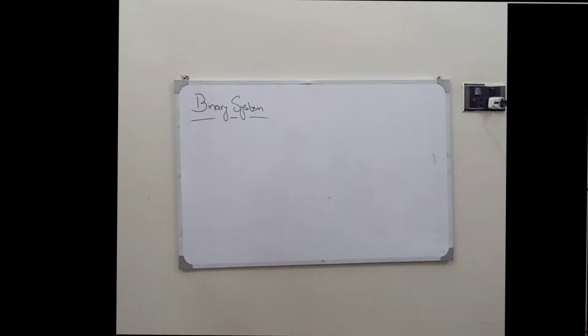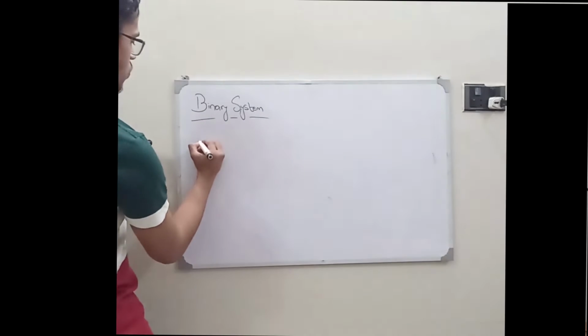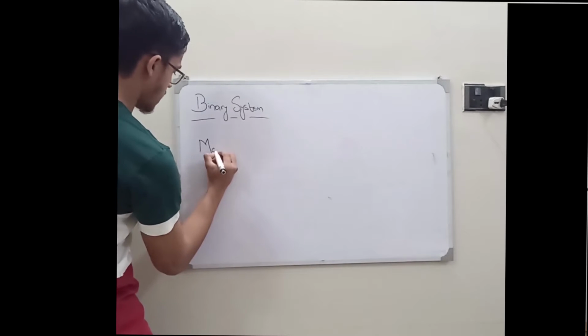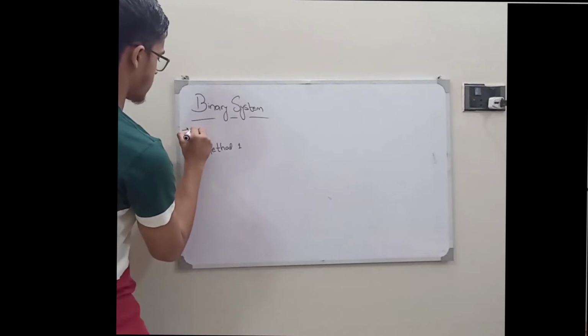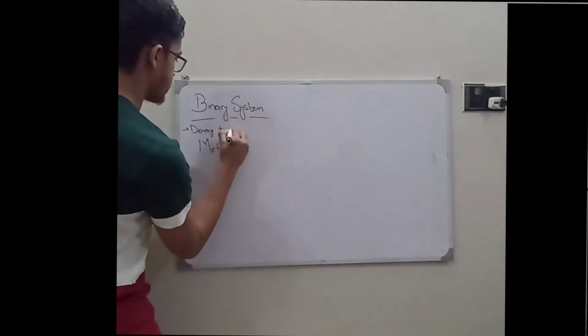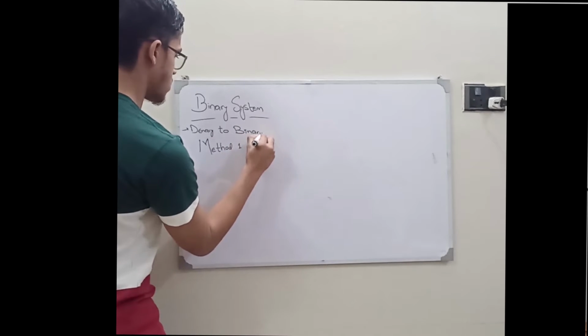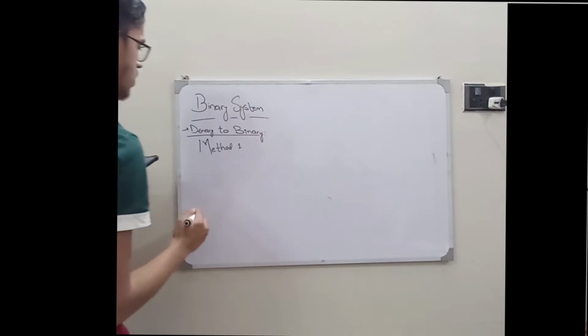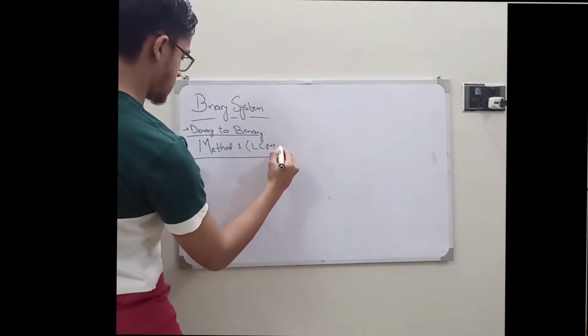Okay, so welcome guys to the third video of binary system, and today we are going to elaborate from denary to binary even more. So let's take a quick example on method 1 that I taught in the last video. Method 1, from denary to binary. It's method 1, also known as LCM method.